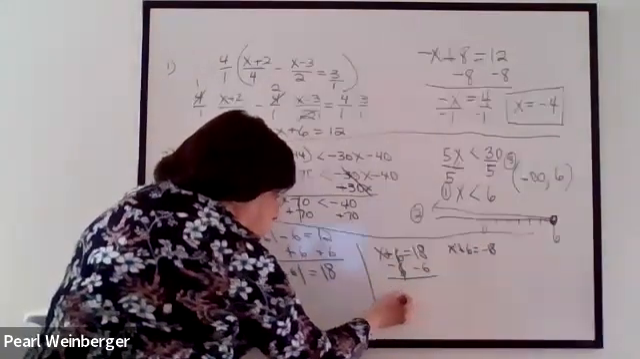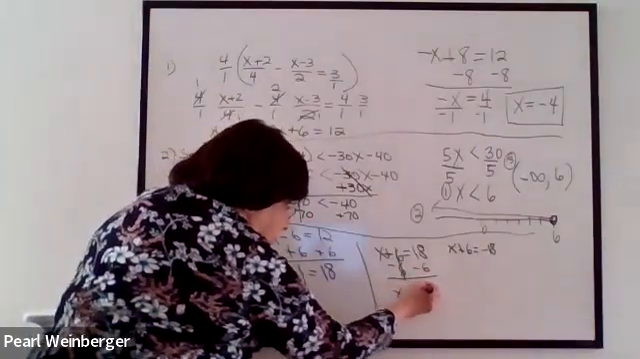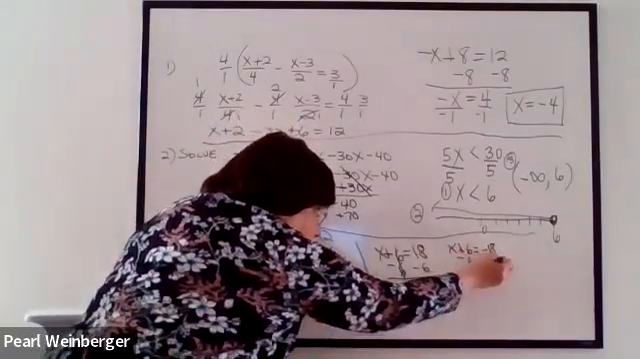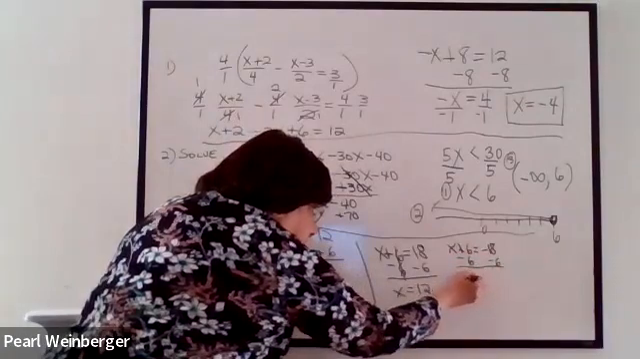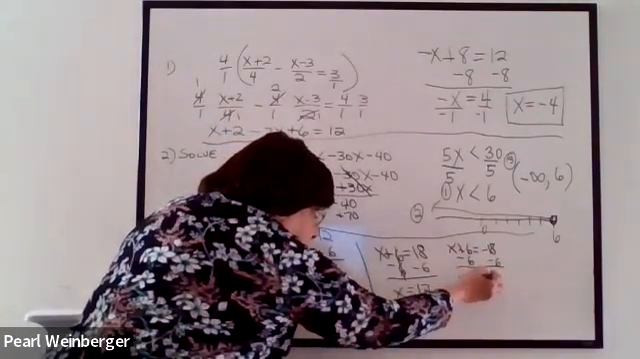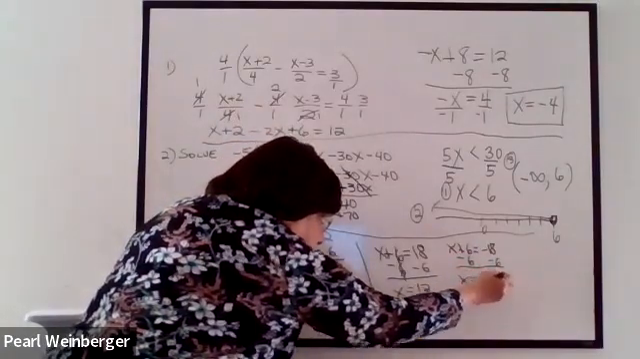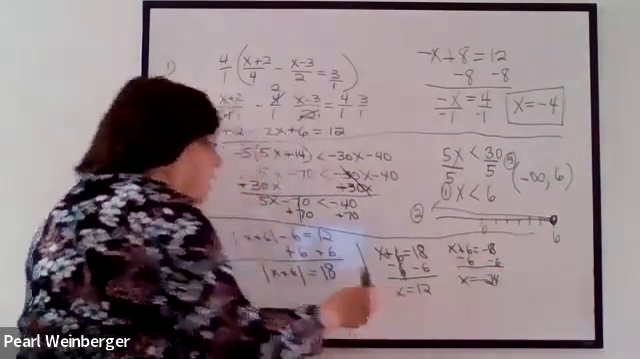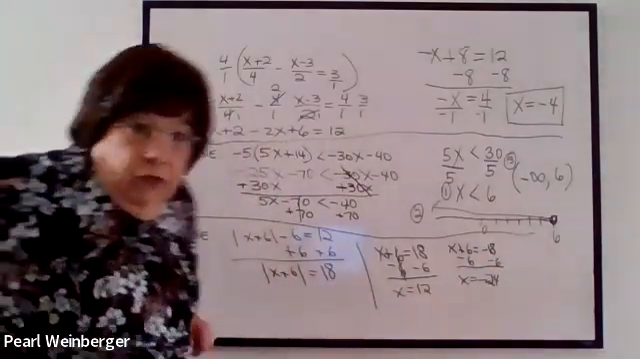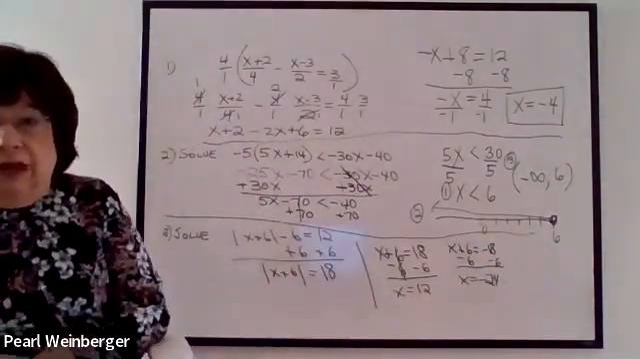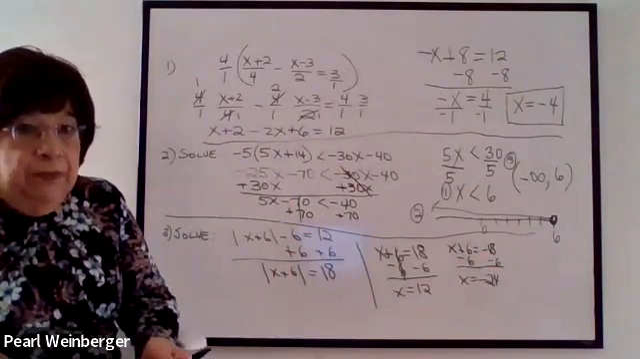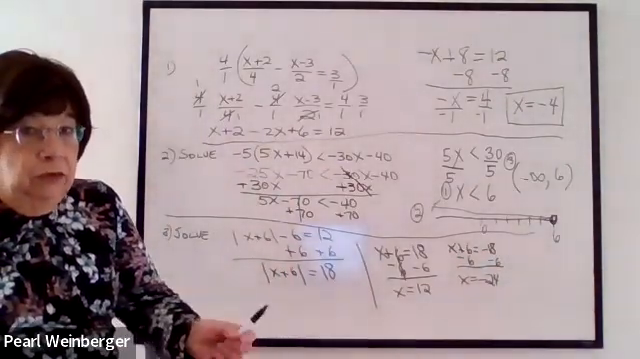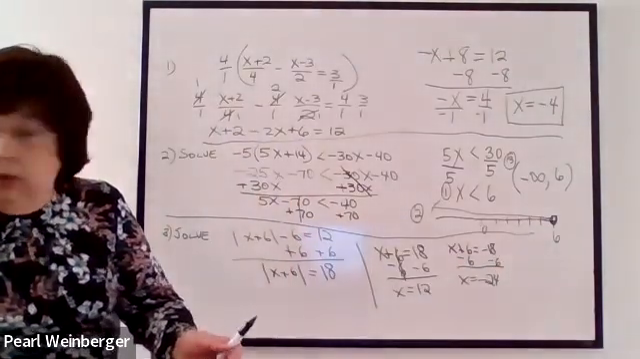So one answer is going to be x equals 18 minus 6, which is 12. And the other answer, again, minus 6, is negative 18 minus 6, which is negative 24. So your answer is 12 and negative 24. Both of those answers have to be given in this problem. So that's a basic review of what we learned in chapter 1.